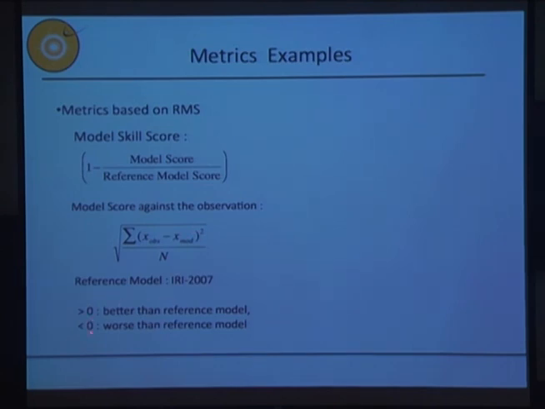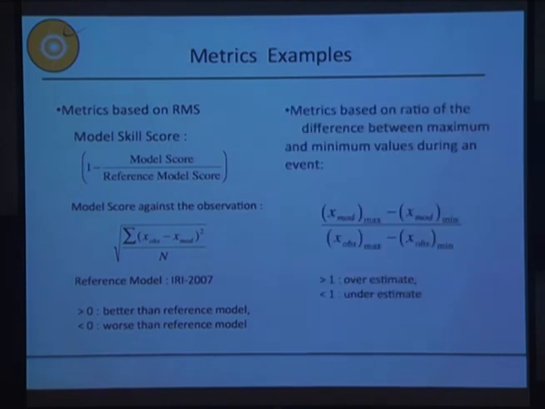If this skill score value is larger than 0, it means the tested model is better than the reference model, and less than 0 is worse than the reference model. The other example is a metric based on the ratio of the difference between maximum and minimum values during an event. If this value is larger than 1, it means the model overestimates the dynamics. If it is smaller than 1, the model underestimated this change in the phenomena.